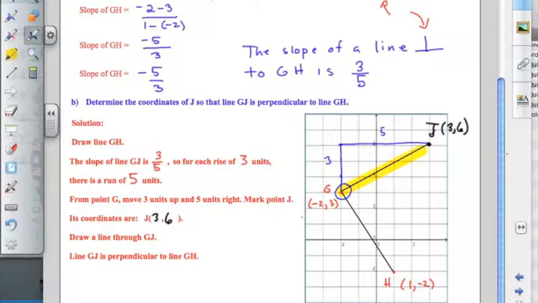We've drawn the line, so we can see that this angle right here is a 90-degree angle. We can mark that with a square to indicate that that's 90 degrees. Right. Let's go on to the next example.